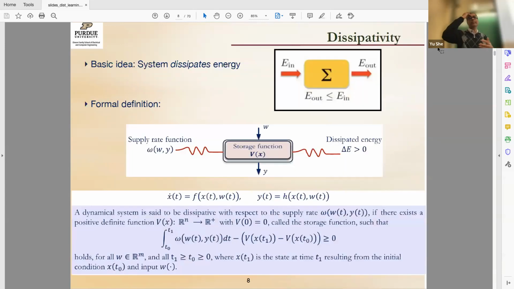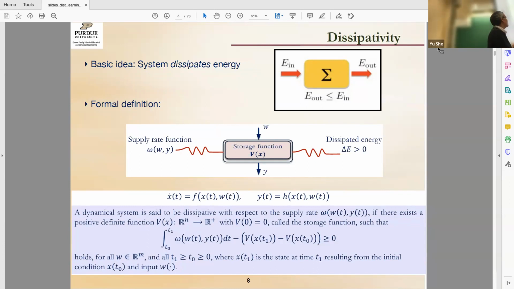Dissipativity, or its special case passivity, formalizes the notion that a system dissipates energy. So if we have an electrical circuit and there's a resistance in it, or a mechanical system, it has friction in it, it dissipates energy. And while Lyapunov theory formalizes that notion for autonomous systems that do not have external inputs, dissipativity essentially does it for systems that have inputs.